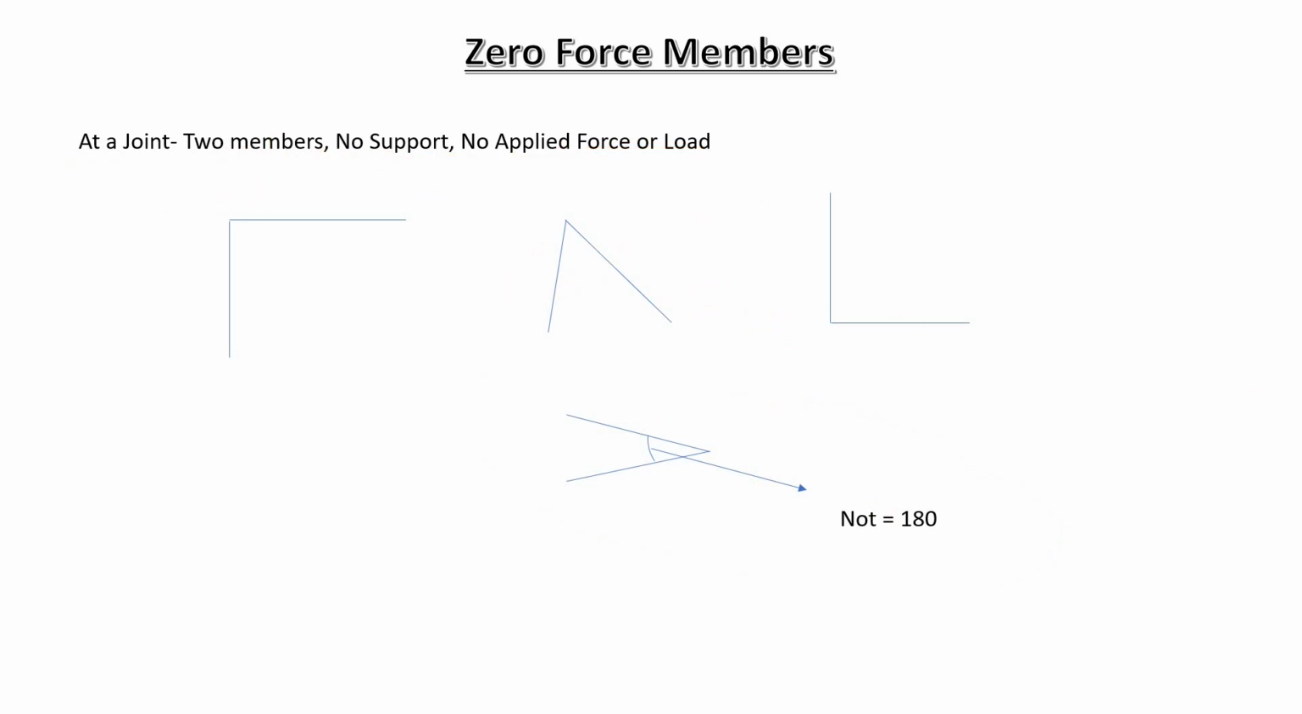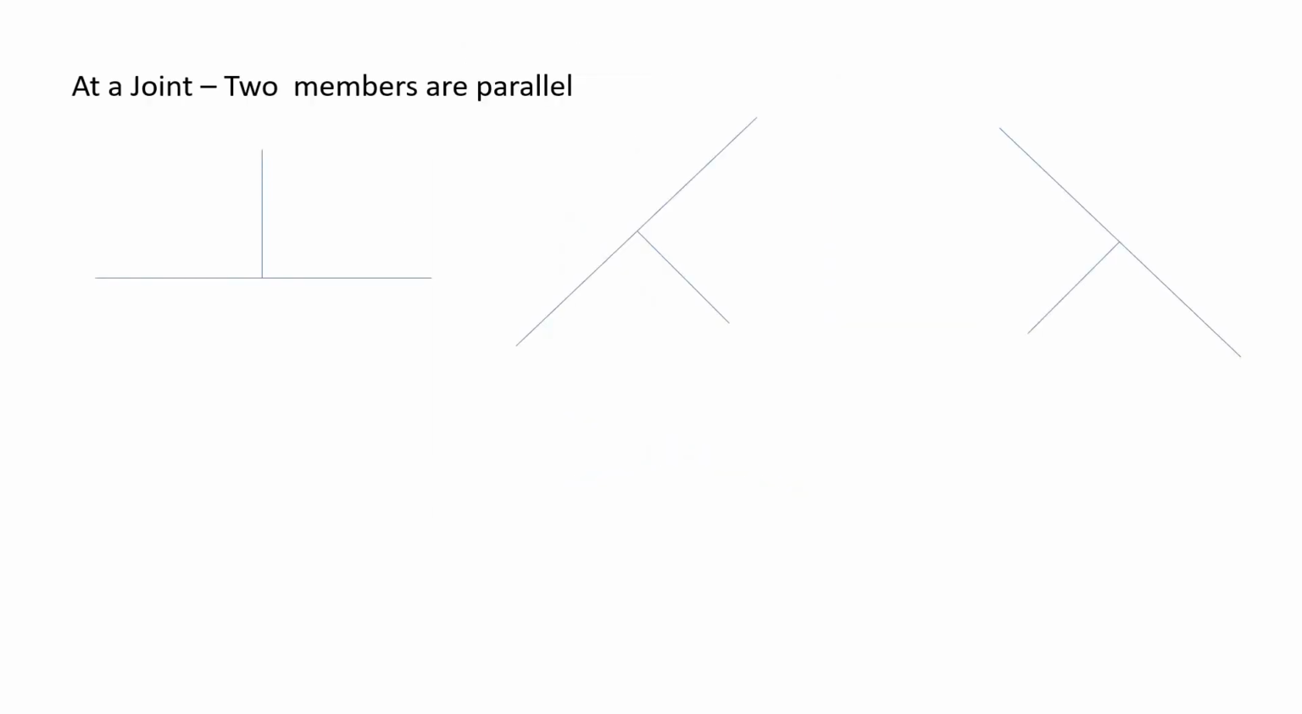Okay, so let's move on to the next rule. This rule says at a joint, two members are parallel. So you can see that this is a member, this right over here is a member, and here's a joint, and this right over here is another member. So if two members are parallel, then the adjoining member is going to be a zero force member. So this member is a zero force member. Similarly, right over here, this is a zero force member, and this right here is also a zero force member. Okay, let me just erase these and we're going to move on.